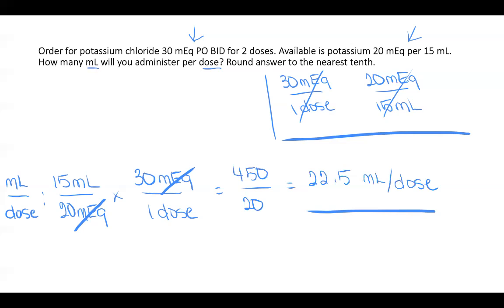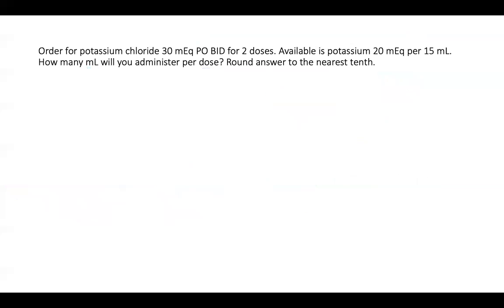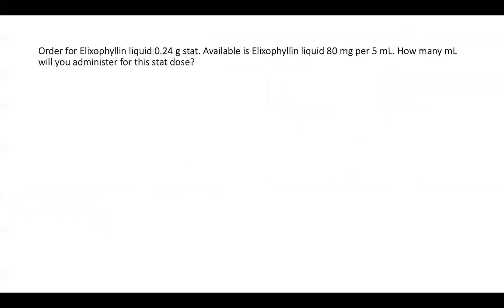All right, let's do another one. Okay, this problem states you have an order for Elixophyllin liquid 0.24 grams stat. Available is Elixophyllin liquid 80 milligrams per 5 milliliters. How many milliliters will you administer for this stat dose? Okay, so step 1, what are we looking for? We're looking for milliliters per dose. Okay, sorry about that. Milliliters per dose.